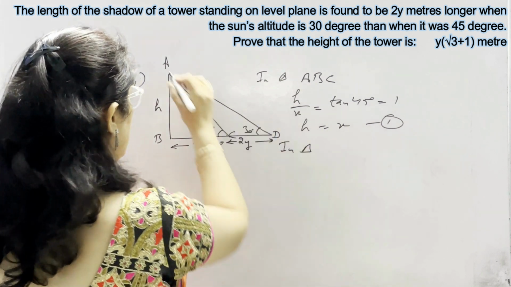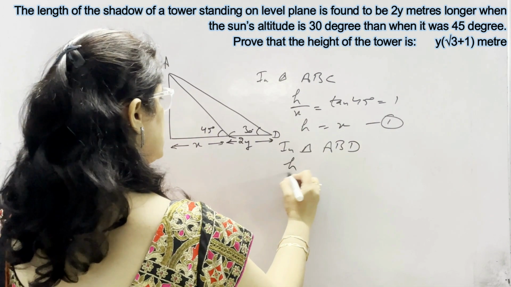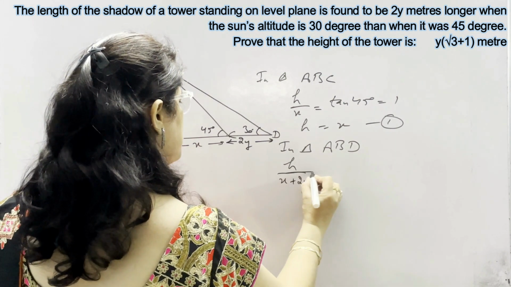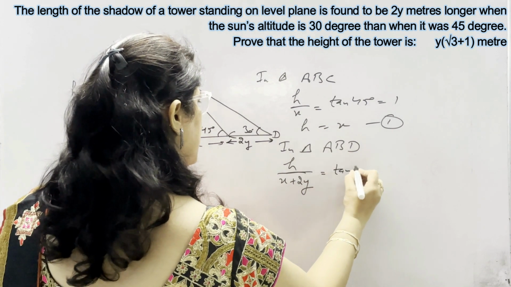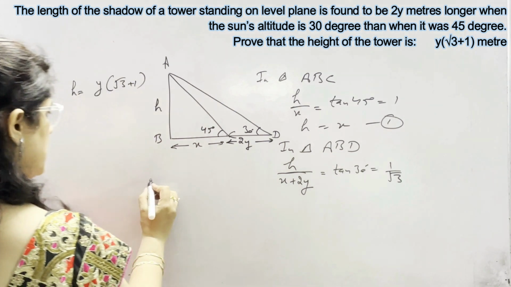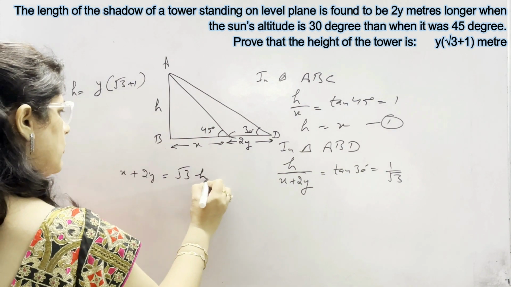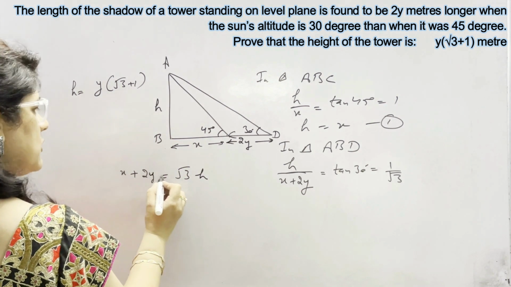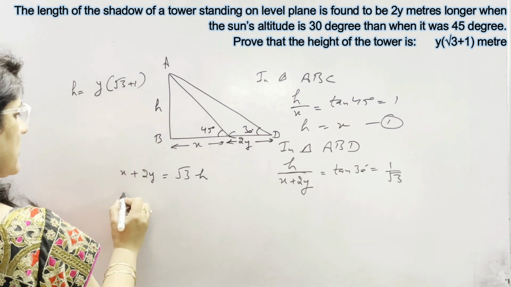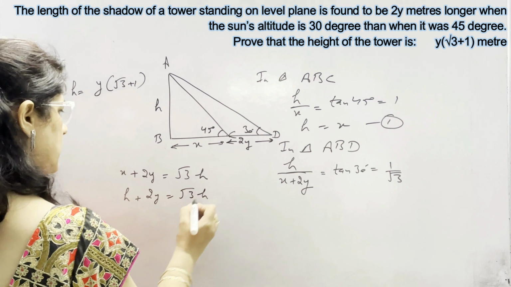In the next triangle, the full ABD triangle, h is the perpendicular and the denominator x plus 2y is the base, and the value of the angle is tan 30. It means 1 upon under root 3. Cross multiplying, x plus 2y is equal to under root 3 h. We need to find the value of h, not x. So we are replacing this x with h. So h plus 2y is equal to under root 3 h.